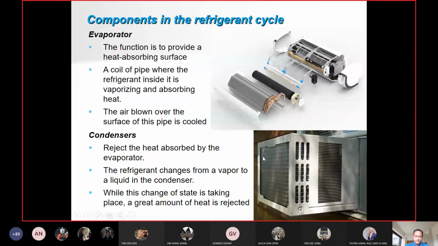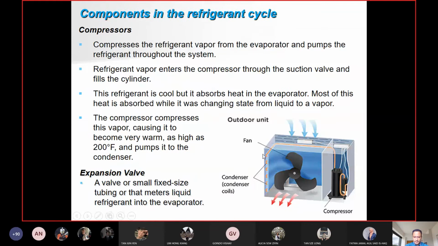Compressor. Okay, the compressor is normally located together with the outdoor unit, next to it. This is a diagram of the outdoor unit. So you have a fan, and then you have the coil, basically the condenser coil surrounding the fan, or maybe in front of the fan, and then the compressor is actually next to it.